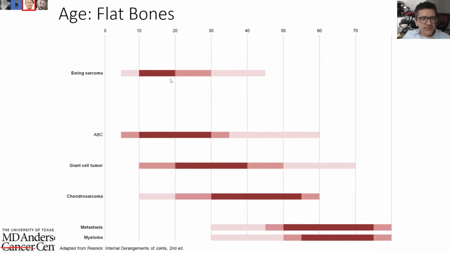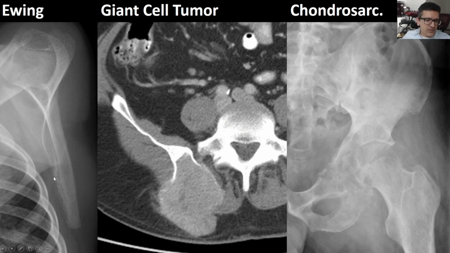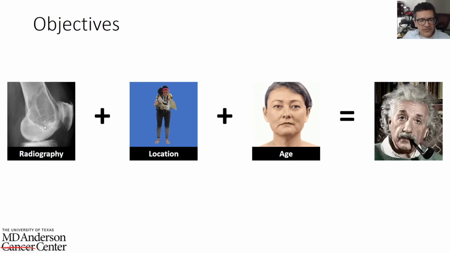Flat bones, like we talked about, young age groups, you think of Ewing sarcoma. ABC and giant cell tumor can also affect the flat bones, chondrosarcoma in an older age group, and then always think Mets and myeloma in the older age groups. So Ewing sarcoma, which we already saw, this is a giant cell tumor of the posterior ilium in an older patient, and then a chondrosarcoma in an older patient yet. Okay, so we've talked about lesion appearance on conventional radiography, location, and age, and hopefully you are now super smart when it comes to bone lesions.